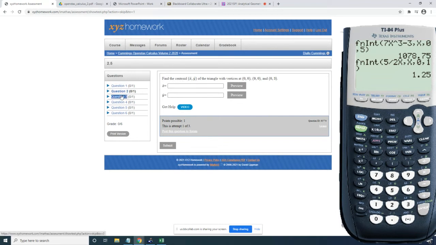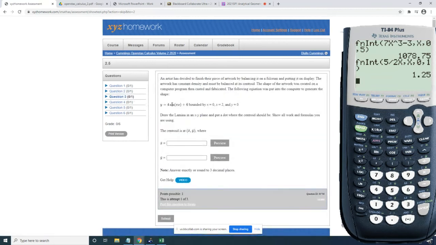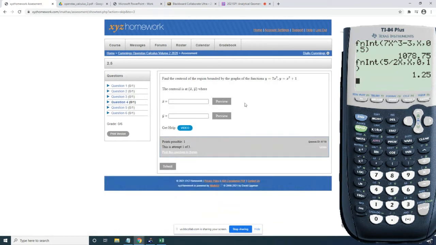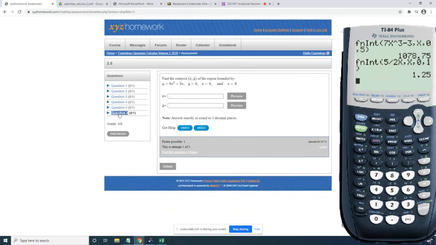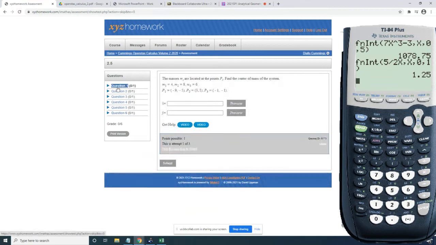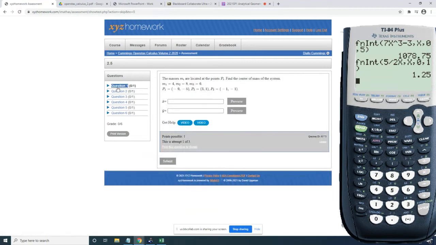For problem number 3, notice that I am given an equation. For problem number 4, I'm given an equation. For problem 5 and problem 6, we're given equations. So the way that we attempt to answer the first problem is different from problems 2 through 6. There's a completely different set of formulas.